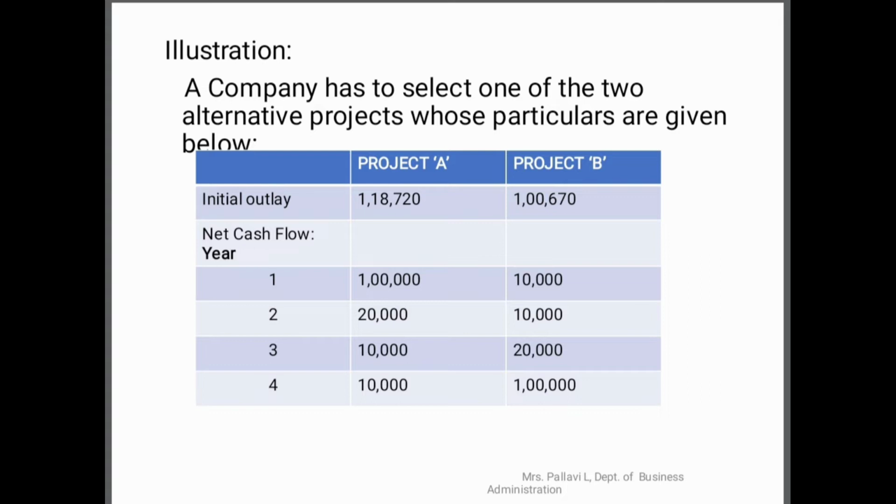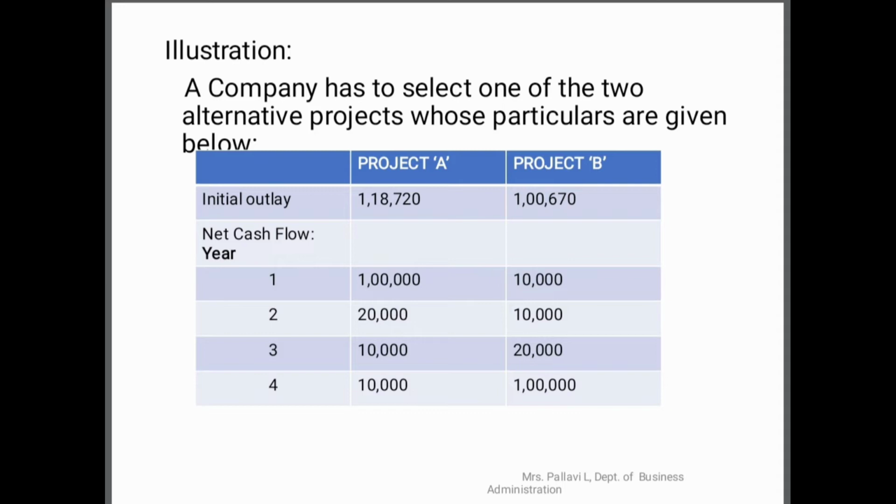A company has to select one of the two alternative projects whose particulars are given below. We have project A and project B. Initial outlay is nothing but the original investment given for project A and B. So we have net cash flow, that is cash inflows. We have 4 years cash inflows for project A and project B. So this is the first information.